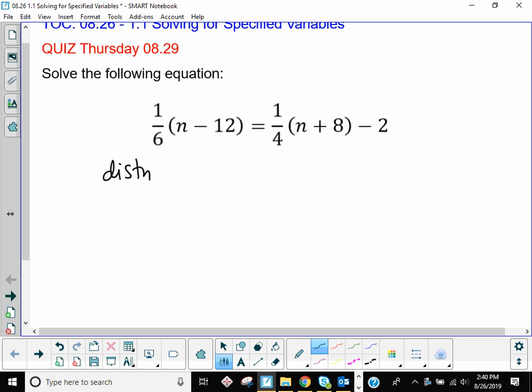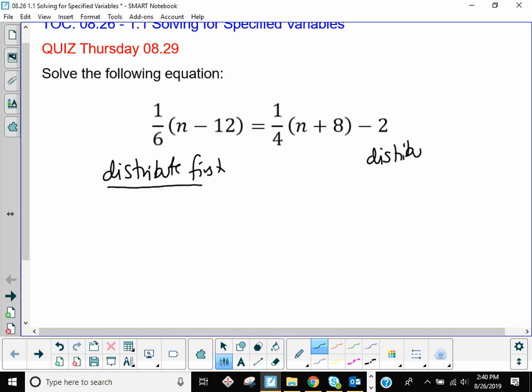You're going to distribute first, and then the other way is you're going to distribute later. Okay? So distribute first looks like this. The 1/6 goes here and here. So 1/6 n looks like that, this rather.